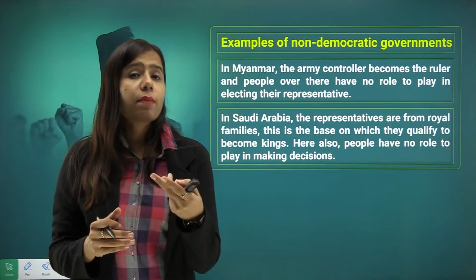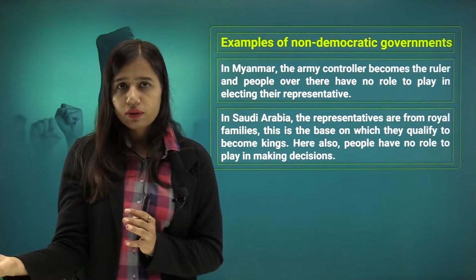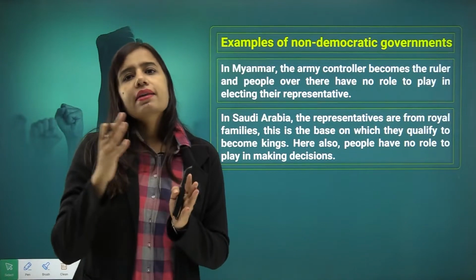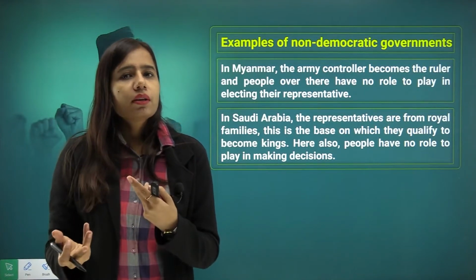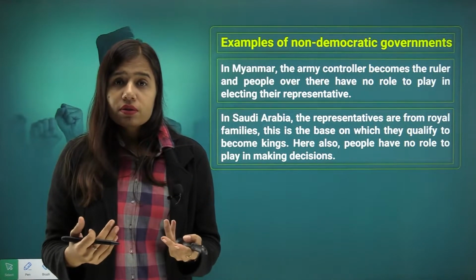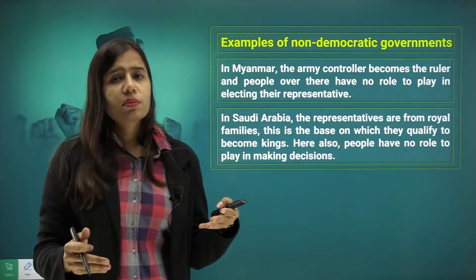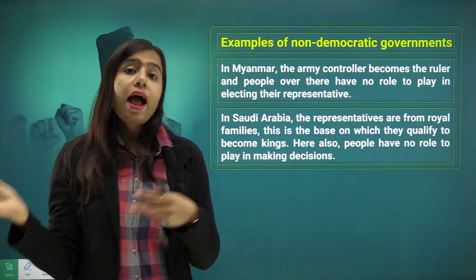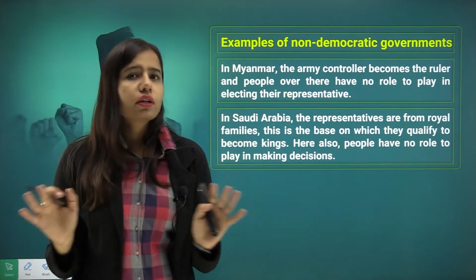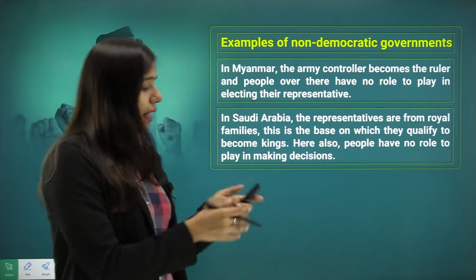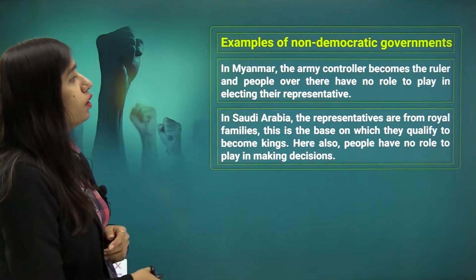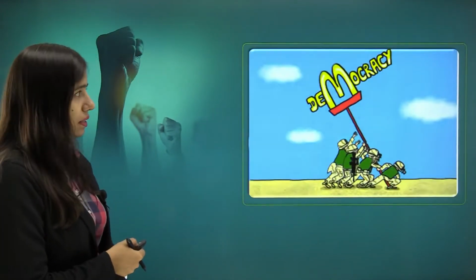In democracy, what happens? We have to choose our ruler, right? But the king's son, what if he is not capable? People have to accept it, right? Even if the son of the king is not capable, he will become the next king and people have to accept it. So this is not democracy. So we can say that these are examples of non-democratic governments.